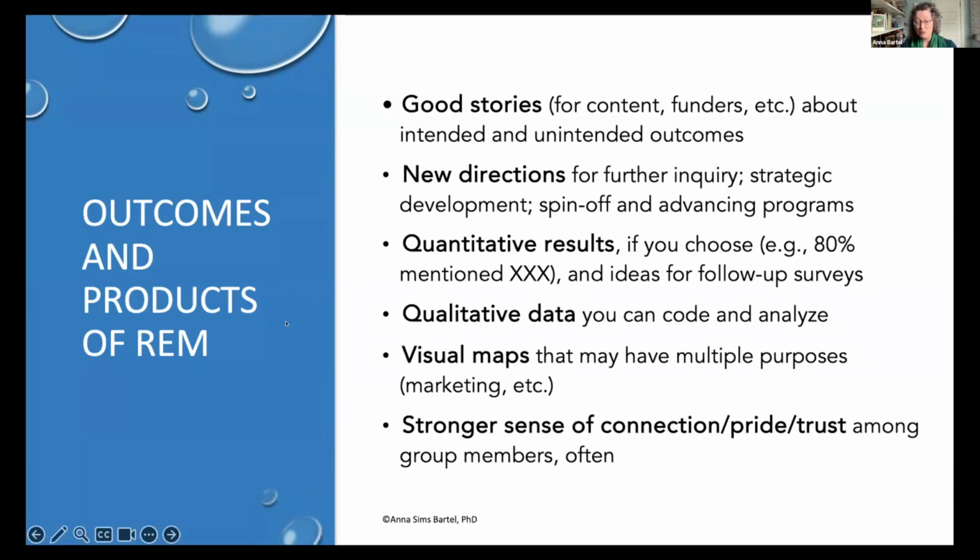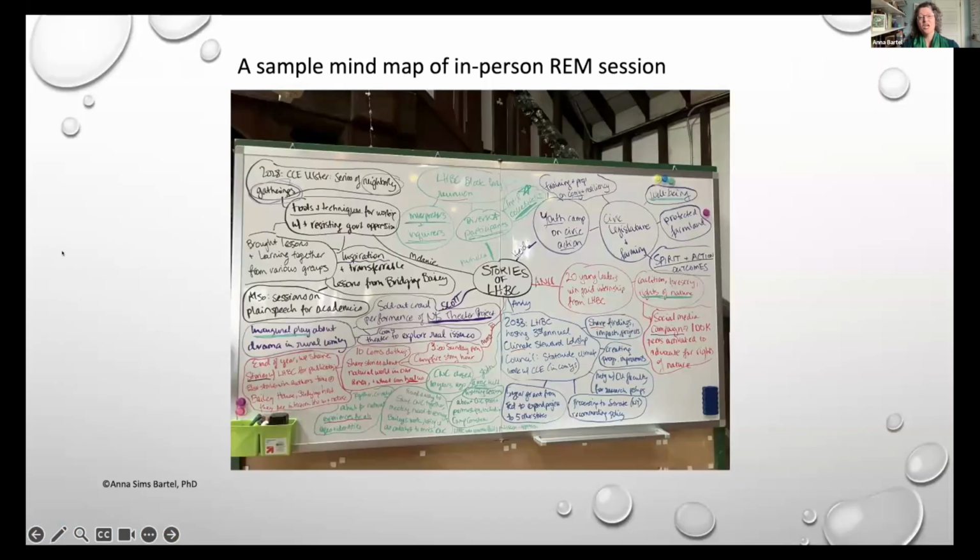You get visual maps, which are awesome and can have multiple purposes. And as I mentioned, that stronger sense of connection, trust, and often pride among group members. So this is to give you a sense of how very sloppy, and I know it's better if other people have better handwriting. Mine is atrocious. But this is actually a forecasting kind of ripple effects mapping that I did with a group as part of strategic planning.